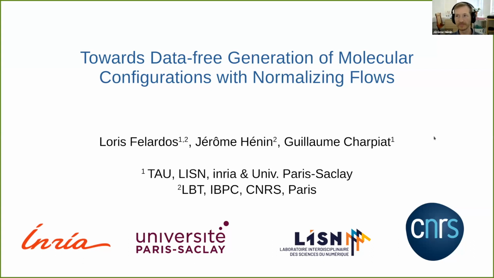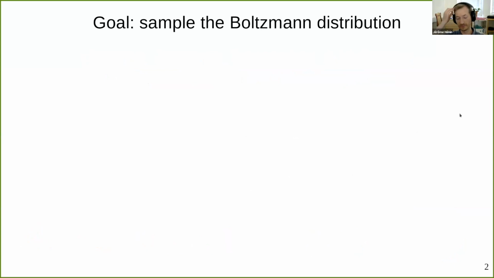So what we worked on was going towards data-free generation of molecular configurations with normalizing flows. The first author here is Loris, who has moved on, so we're going to be presenting the stuff. The task we have is to sample a Boltzmann distribution.